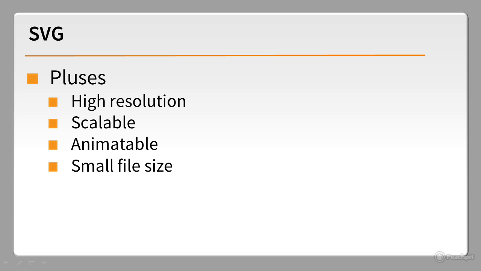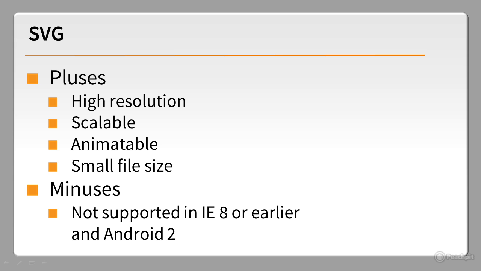And because shapes, gradients, fill colors and filter effects are all text-based, SVG results in much smaller file sizes than the same image in any other format. The main drawback is that Internet Explorer 8 and Android 2 don't support SVG, which makes it impractical to use at the moment, but SVG will become increasingly important.